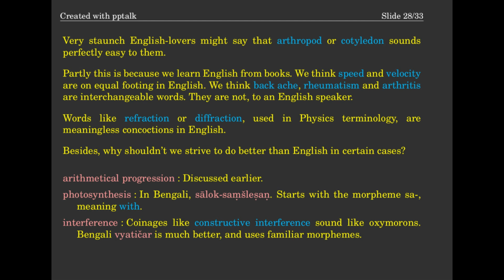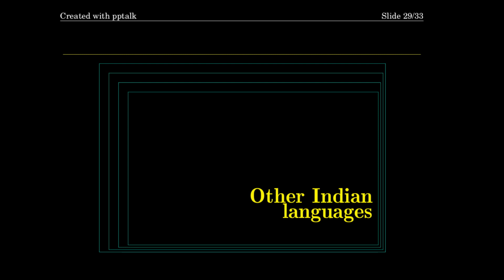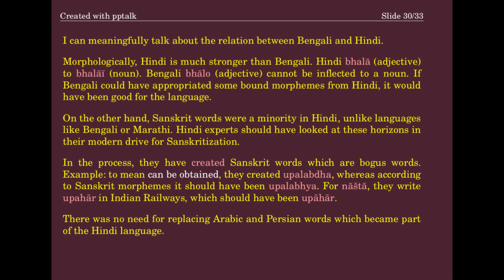Or consider the word interference. You learn this word in physics and then you have to learn coinages like constructive interference, which sound like oxymorons. In Bengali, Batichar is much better and it uses familiar morphemes. So, here I rest my case and go to the third horizon, other Indian languages. Of course, I can meaningfully talk about the relation between, say, Bengali and Hindi and not much more.